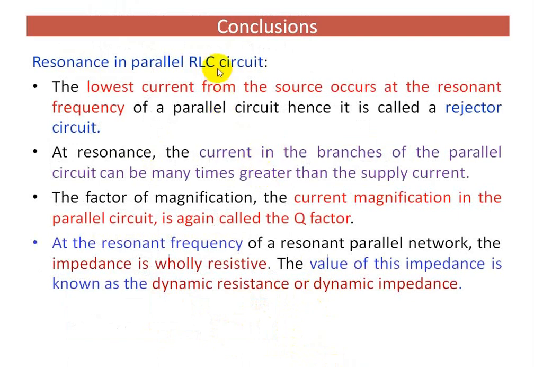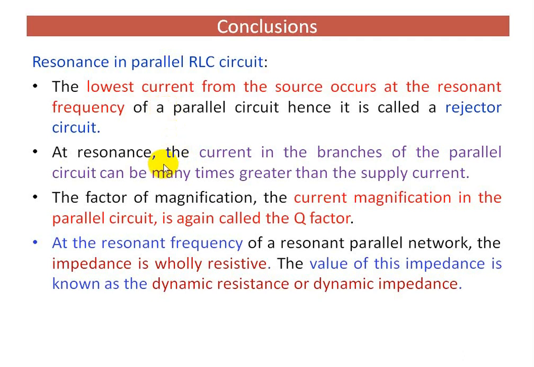Conclusions. Resonance in parallel RLC circuit. The lowest current from the source occurs only at resonant frequency. Hence this circuit is called a rejector circuit. So this circuit allows the lowest current at resonant frequency.